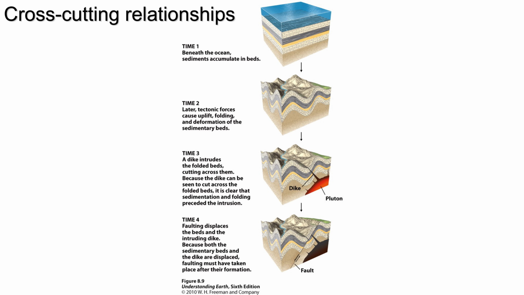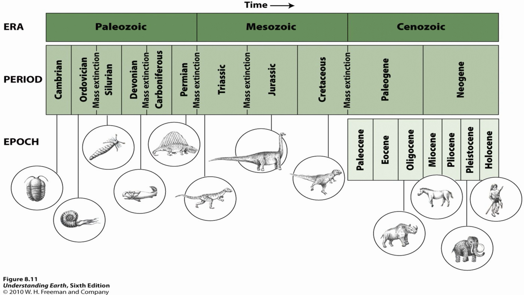So these are all relative age relationships. We don't have any idea when any of these things took place. We merely know the order in which these events occurred. This brings us to the relative ages that serve as divisions of geologic time.